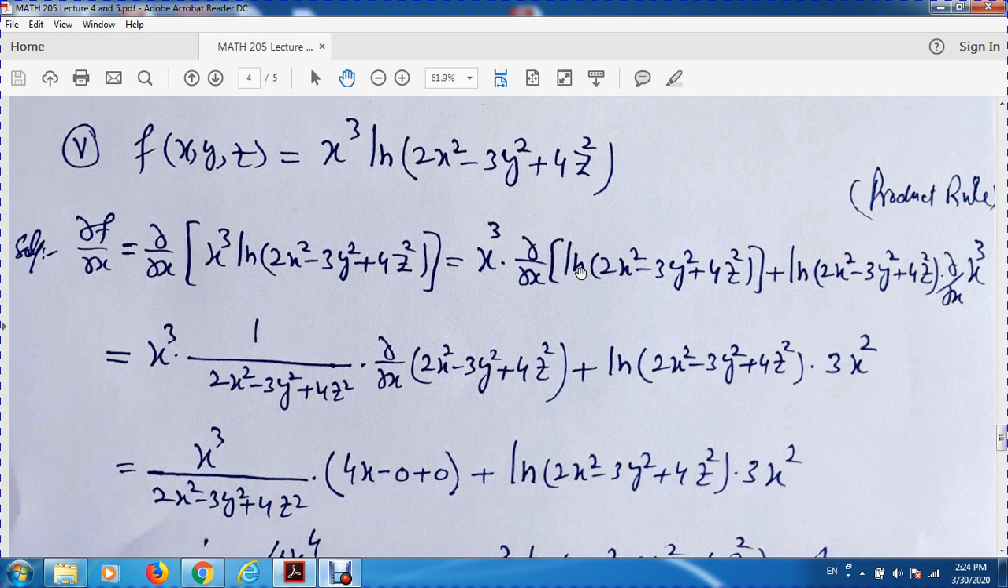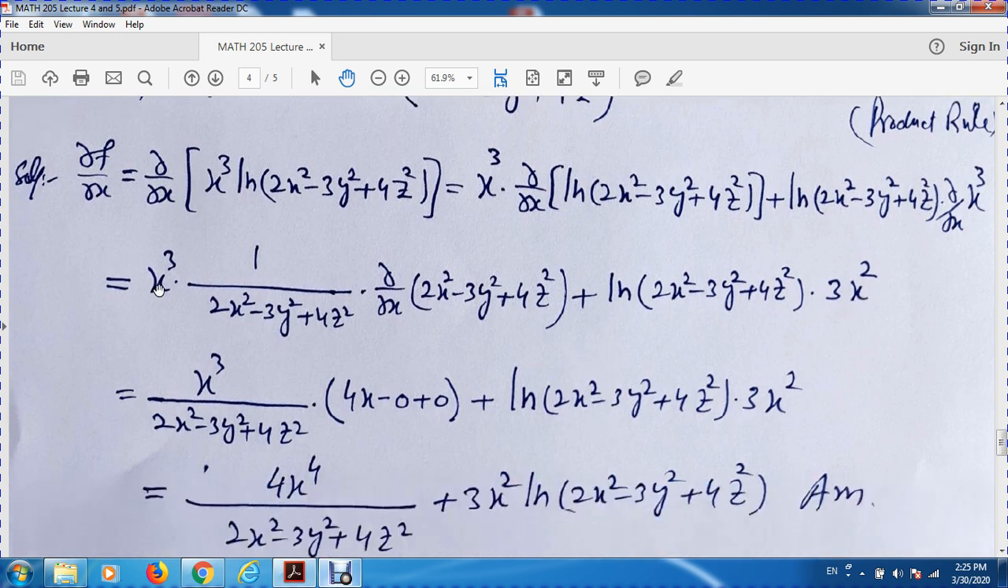So first we write the derivative of ln, which will be 1 over this whole expression, and then the derivative of the inside with respect to x, plus ln of this, all the same, and then the derivative of x^3, which is 3x^2. So now you multiply x^3 by 1, so this will be x^3 over 2x^2 minus 3y^2 plus 4z^2, and now the partial derivative of this with respect to x.